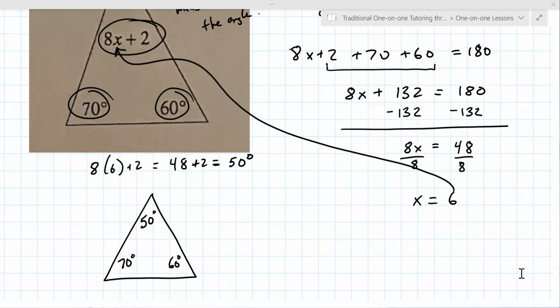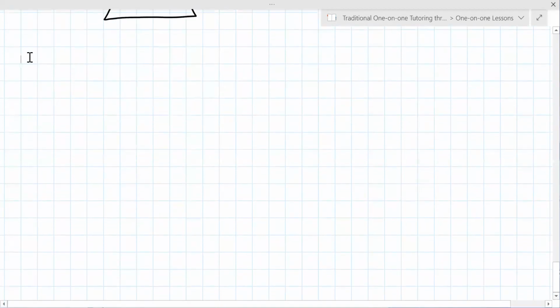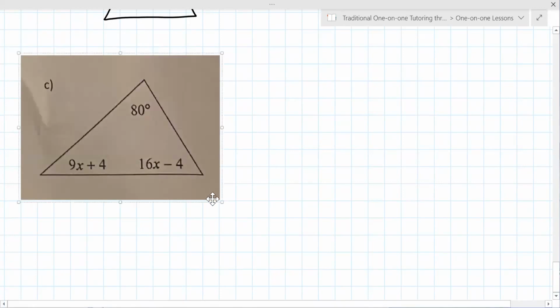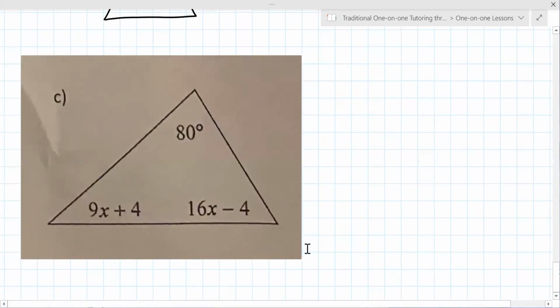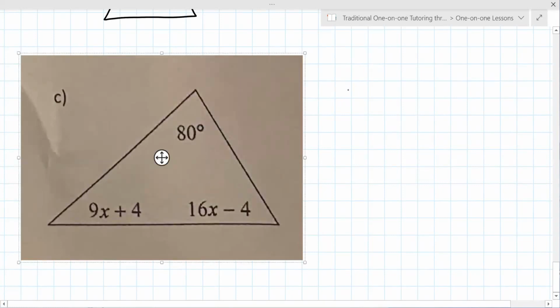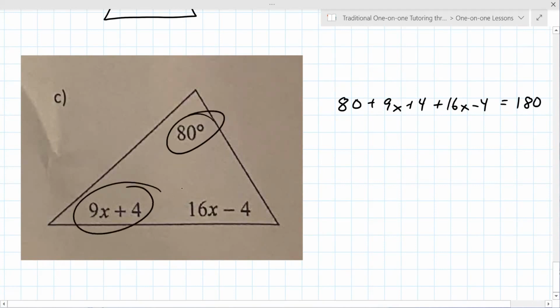And I ask these questions repeatedly because it's the question I hope you'll ask when you get to a test or quiz. What do the angle measures have to add up to in a triangle? 180. That's right. So 80 plus 9x plus 4 plus 16x minus 4 has to equal 180. This, plus this, which are right here, have to add up to 180.